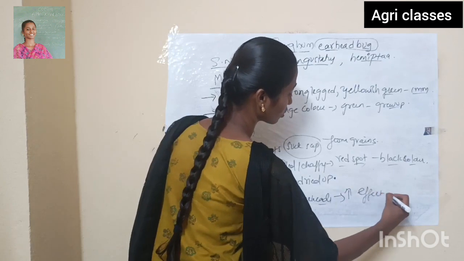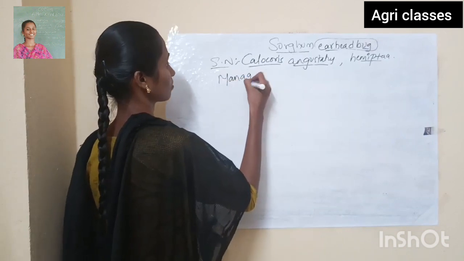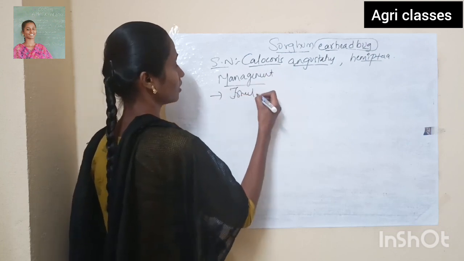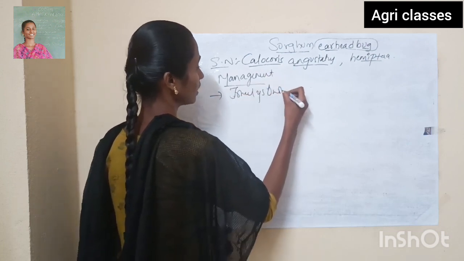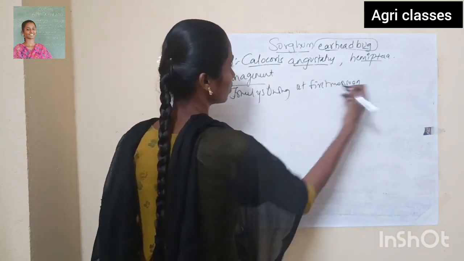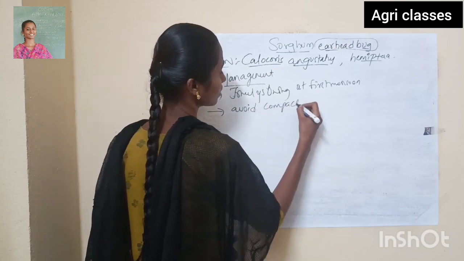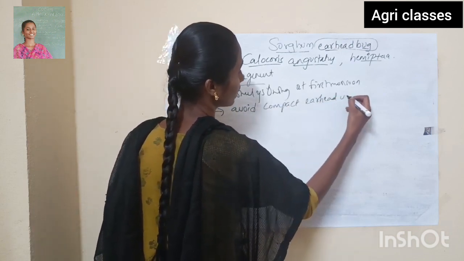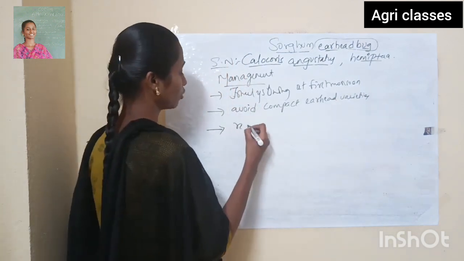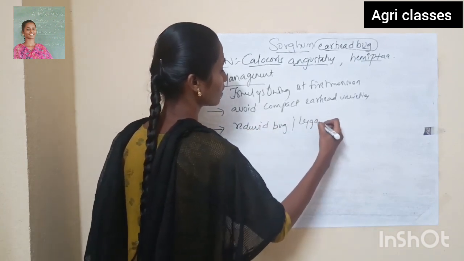So in management, first early sowing or timely sowing at the first monsoon. Then avoid compact ear head varieties. And natural means like parasitization by the red wheat bug or lygaeid bug.